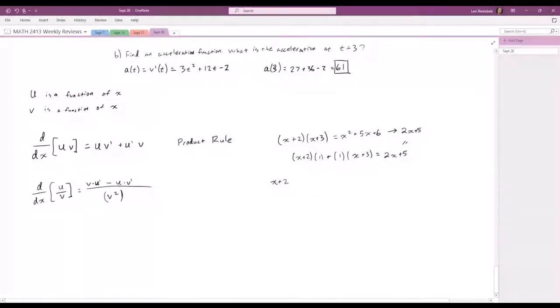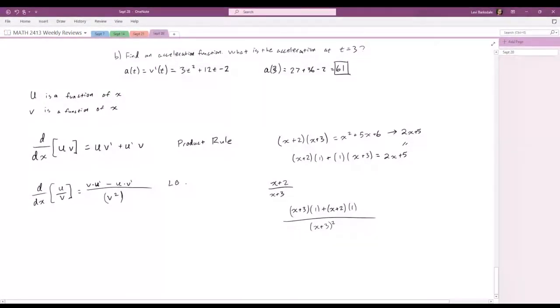If we wanted to do a quick example with the quotient rule, well, we could say we have low, x plus 3, times the derivative of high, times 1, plus high, x plus 3, times the derivative of x plus 2, sorry, times the derivative of the low, so multiplied by the derivative of x plus 3, which is 1, all over low, low. Sorry if I'm using this mnemonic, I should probably explain that.